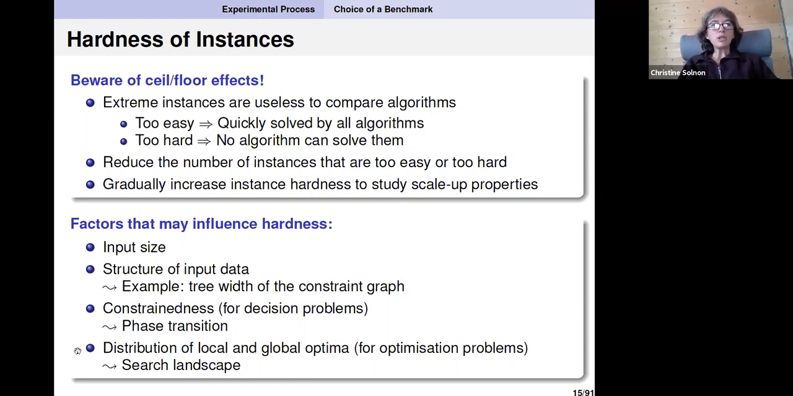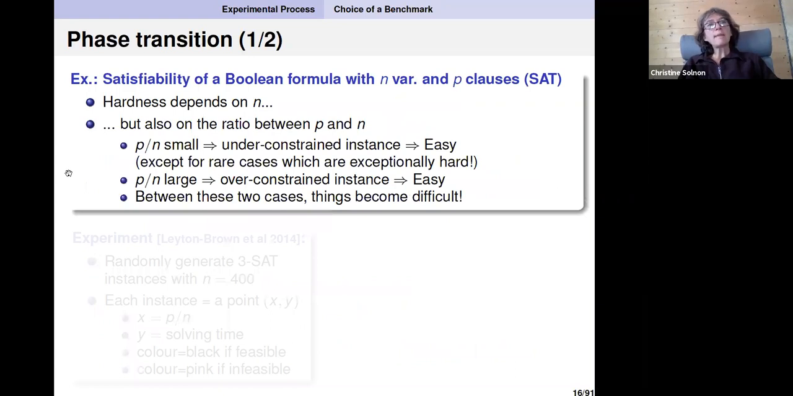So phase transition, let us illustrate this on the problem SAT, which involves deciding whether a Boolean formula with n variables and p clauses is satisfiable or not. So this is a decision problem. And we all know that the hardness of these problems depends on the number of variables, but also on the ratio between the number of clauses and the number of variables.